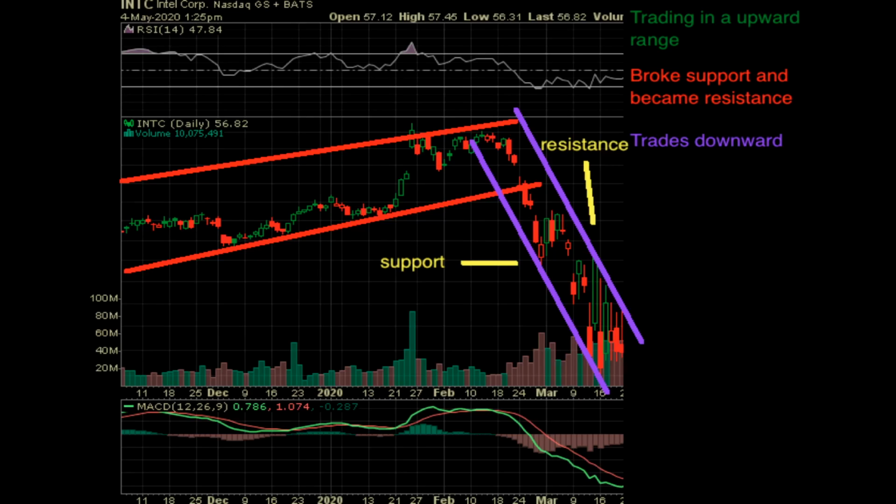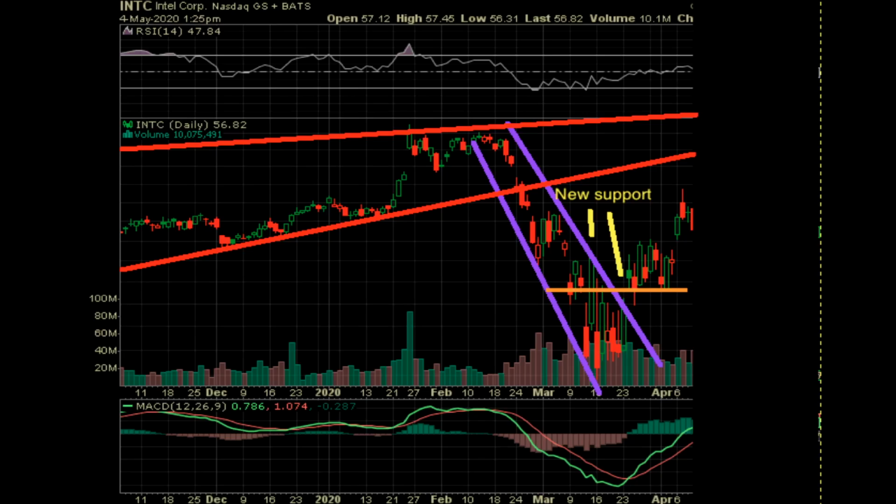Even though the setup looks a bit choppy, you could have still bought it at support and sold at resistance each time. Eventually, it breaks out of that downward range and starts going upwards. Now that previous resistance that it had trouble breaking out of before is the new support area. Also note that I included an orange line that illustrates that this also counts as an area of support, since it has touched it many times in the past and reversed from there.